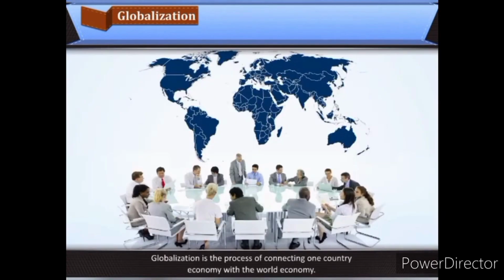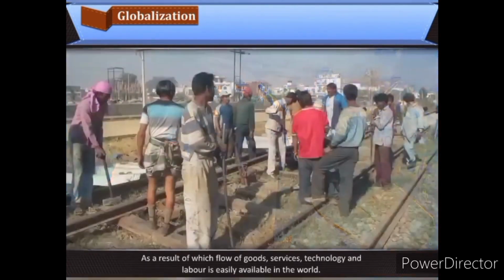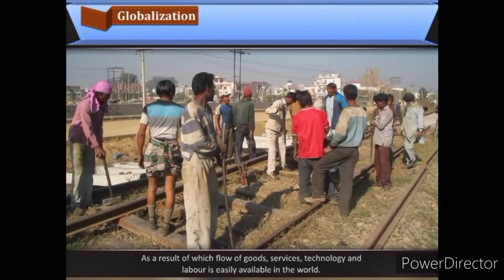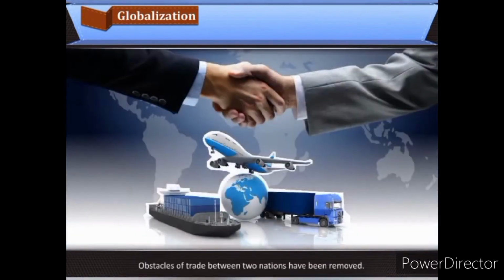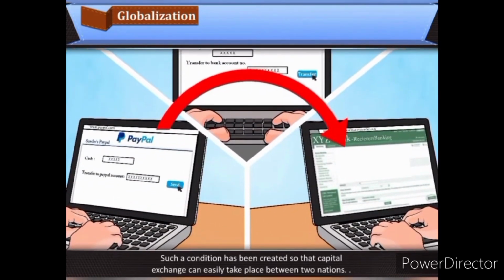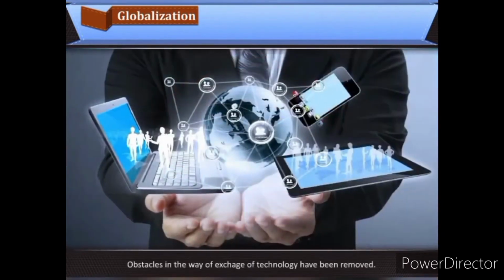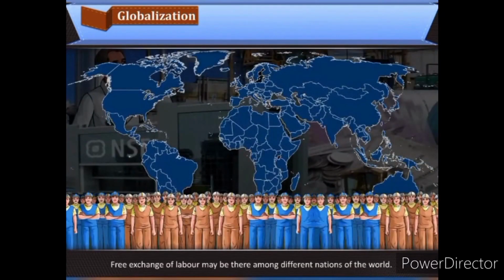Globalization. Globalization is the process of connecting one country's economy with the world economy, as a result of which the flow of goods, services, technology and labor is easily available in the world. The following improvements have taken place due to globalization. Obstacles of trade between two nations have been removed. Such a condition has been created so that capital exchange can easily take place between two nations. Obstacles in the way of exchange of technology have been removed. Free exchange of labor may be there among different nations of the world.